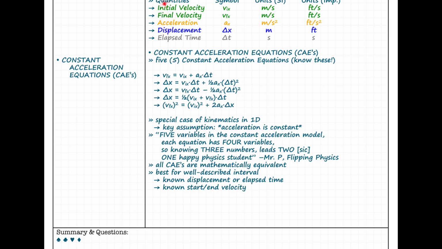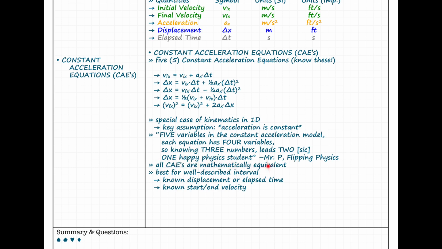We had the 5 constant acceleration variables, and using those five variables, we're able to come up with 5 equations. Each equation is missing one of the 5 variables, and so each equation only has 4 variables in it. So if you have 3 numbers, you're able to calculate any of the other values.